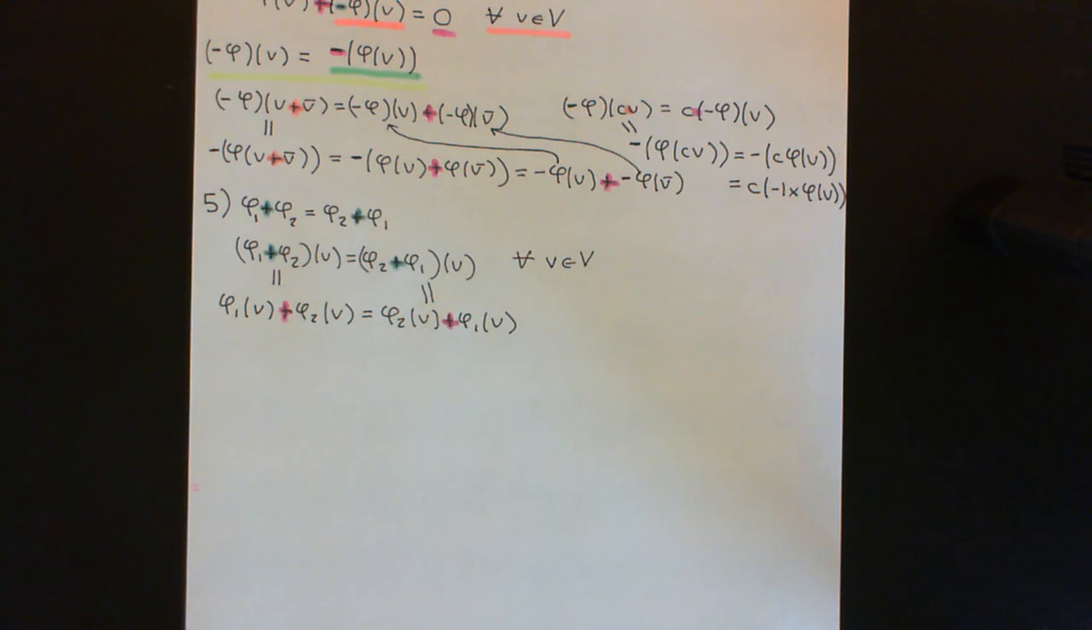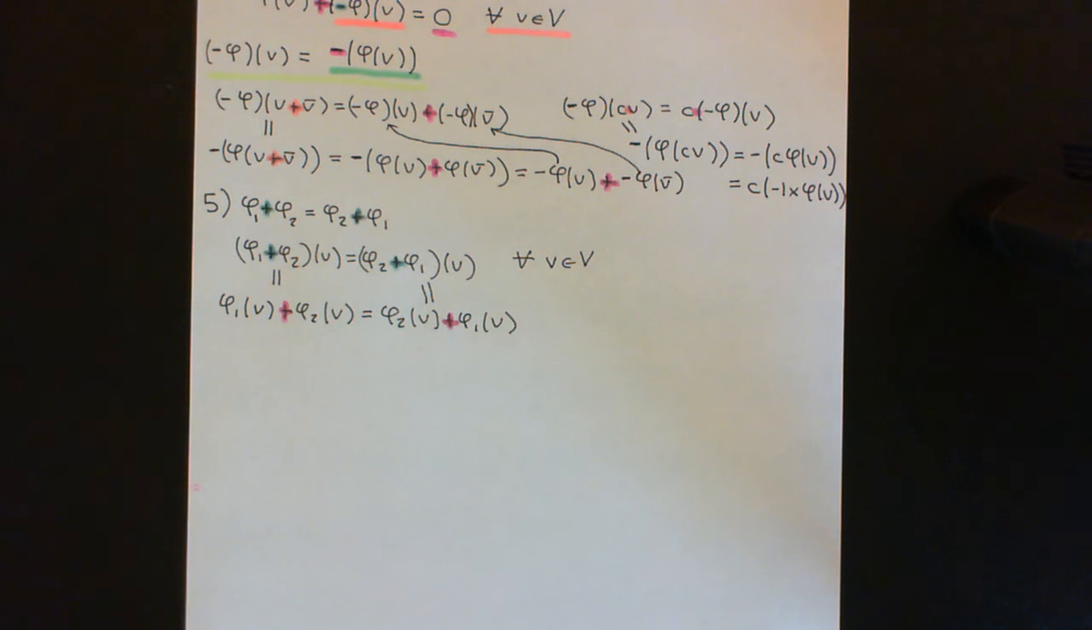Okay, excellent. So now we have checked all the axioms then that addition must obey. We have defined an abelian group structure on this set of all linear maps from the vector space capital V to the field capital F. Okay, so we're halfway there.